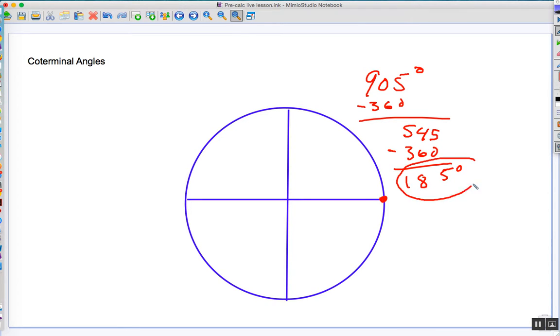Well, that is an angle that is coterminal with 905 degrees. So 185 degrees would be here. If I were to graph 905 degrees around 360, around 720, so 720 to 905, if I add 185 to that, is 905, which puts us at the same place. So coterminal just means it shares the same space.